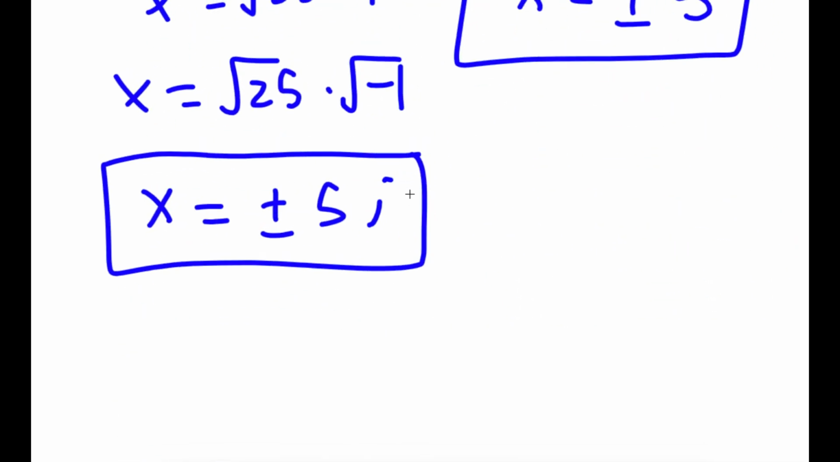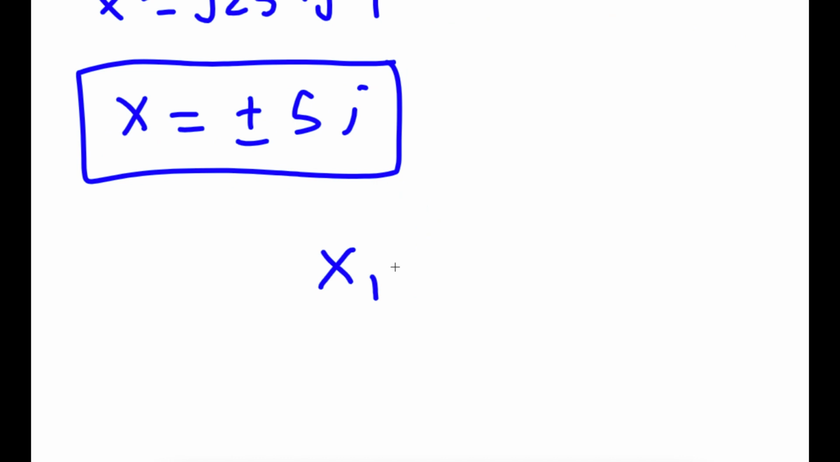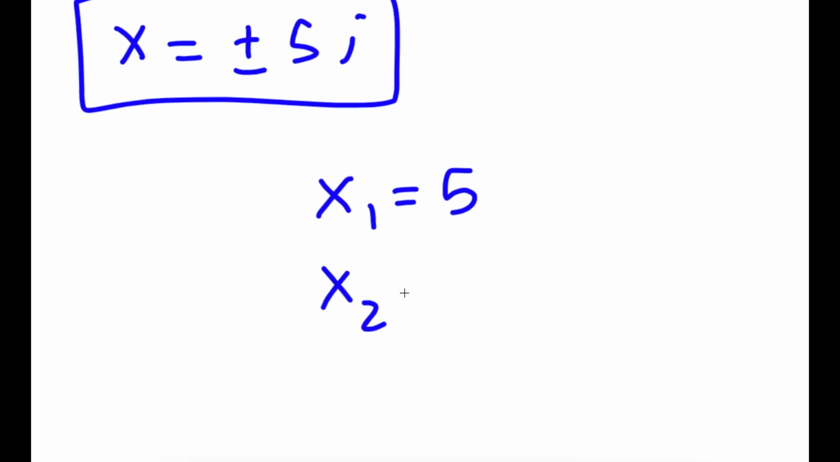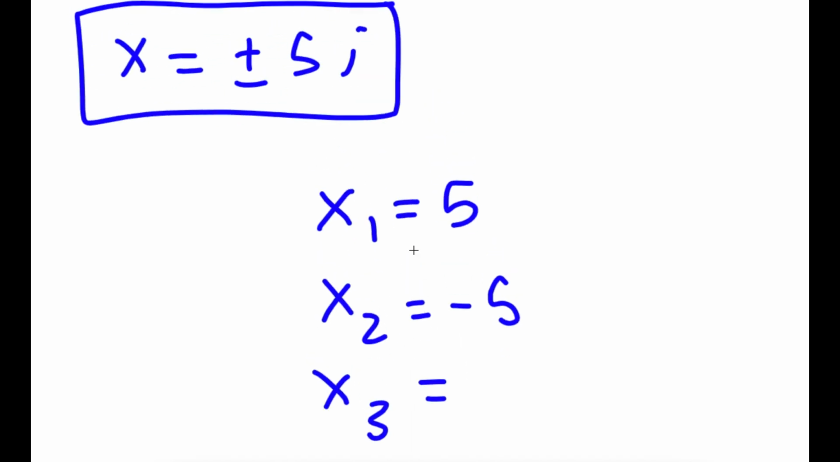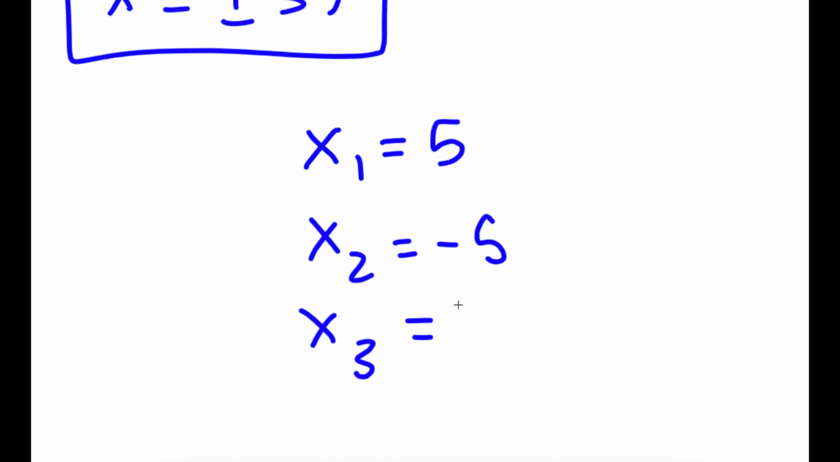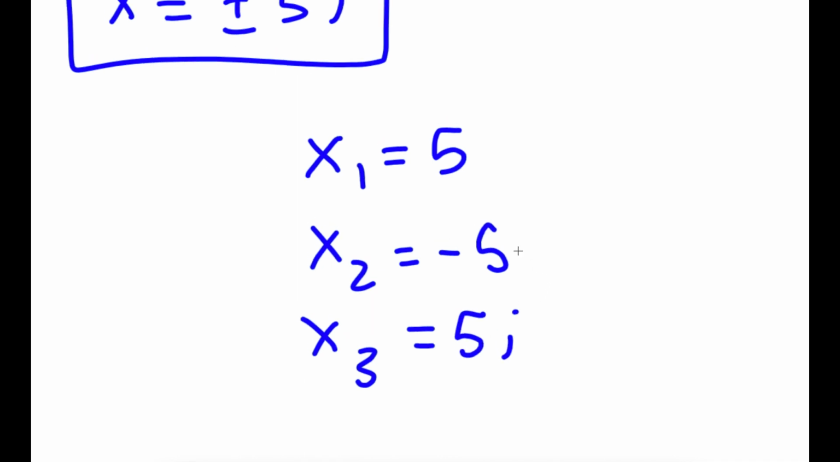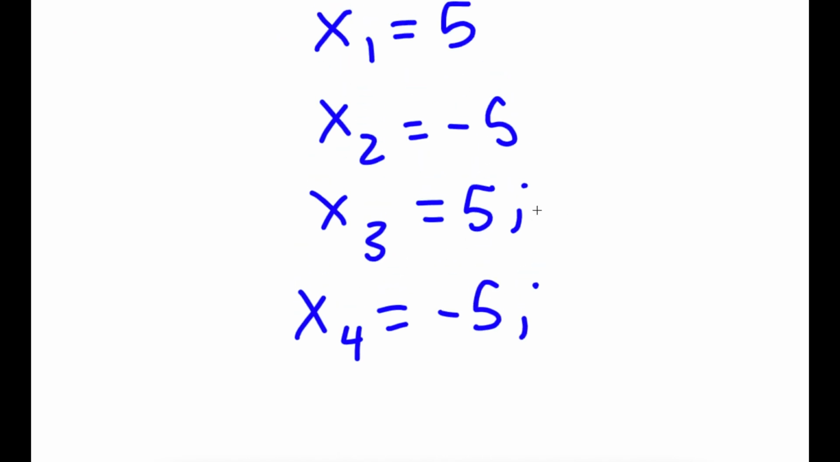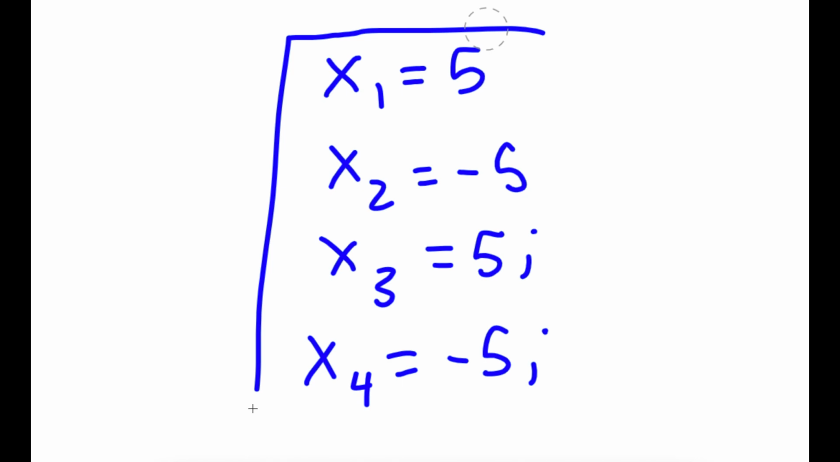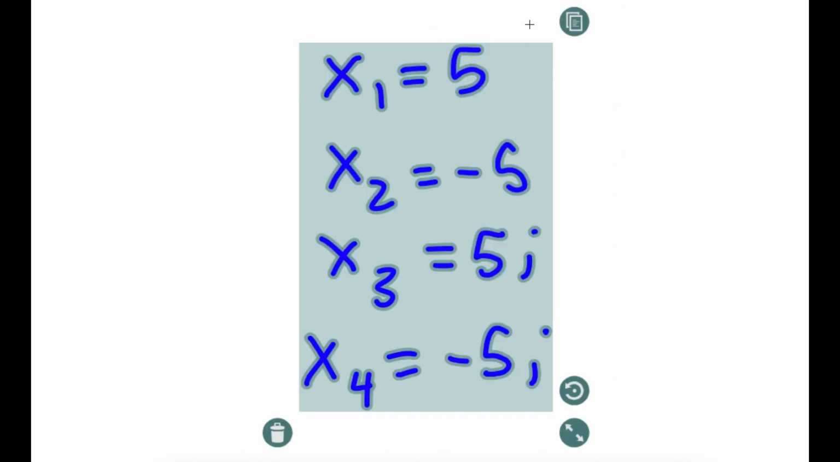So my four solutions to this problem are, first solution is 5. My second solution is negative 5. My third solution is positive 5i. And finally, my fourth solution is negative 5i. So these are my four solutions to this problem.